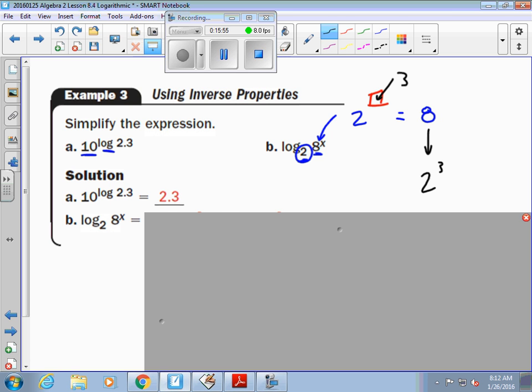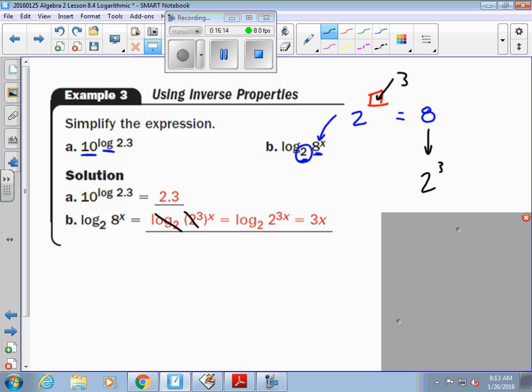So once you do 2 to the third power, you have something that looks like this: log base 2 of 2 to the third power to the x power. This now is allowed to, this cancels this out. And now you're left with 3 times x. We're going to look at another one to make that make sense in a second. You have to convert the bases to be the same. Once they're the same, they can eliminate, and you get back to smaller numbers that you can manipulate and work with.